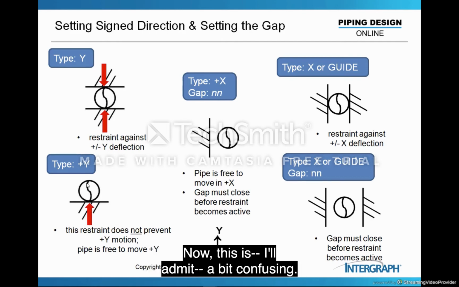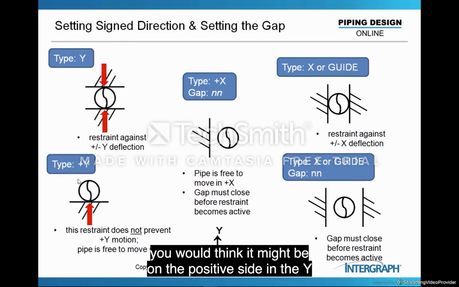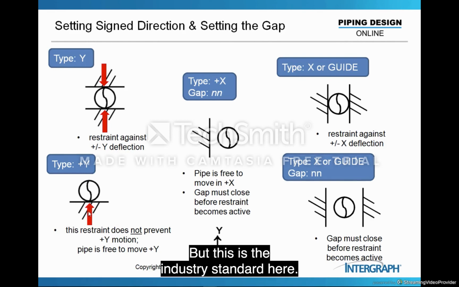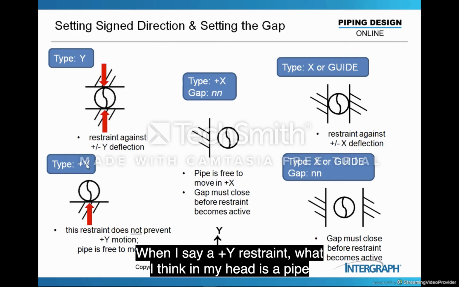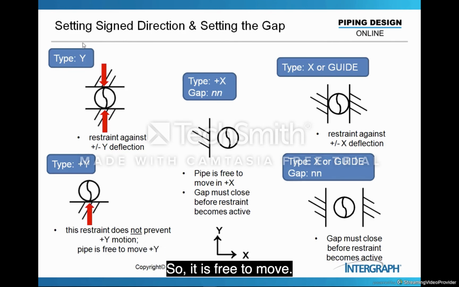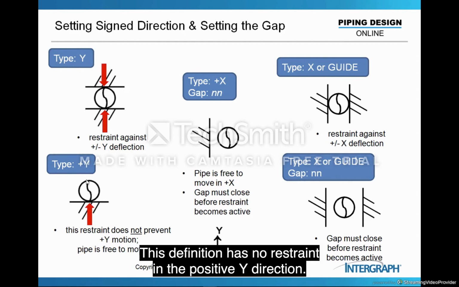Now this is, I'll admit, a bit confusing. When you think of a plus Y restraint, you would think it might be on the positive side in the Y direction. But this is the industry standard here. When I say a plus Y restraint, what I think in my head is the pipe is free to move in the plus Y direction. So it is free to move. This definition has no restraint in the positive Y direction.